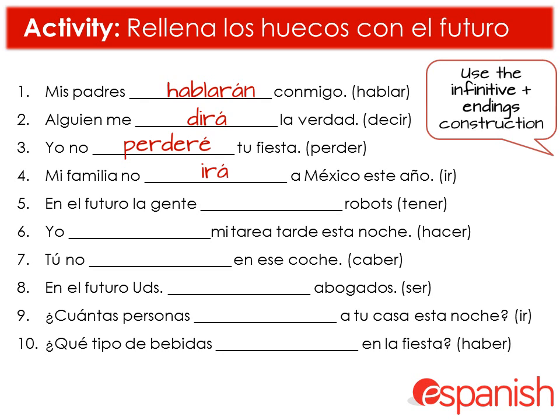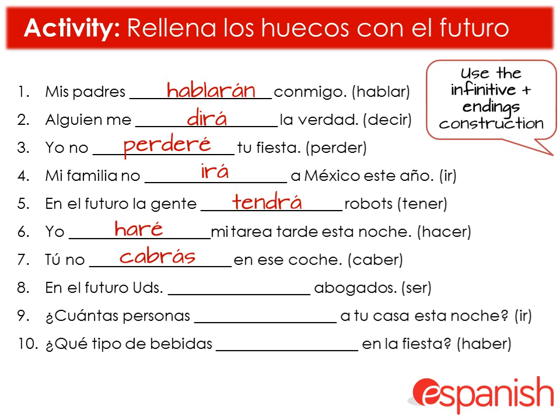The next one, mi familia no irá. So don't forget, even though your family's got more than one person in it, the noun is singular. So la familia. So it's not irán. Mi familia no irá a México este año. Number 5, en el futuro la gente tendrá. So will have robots. Yo haré mi tarea tarde esta noche. I'll do my homework late tonight. Tú no cabrás en ese coche. You won't fit in that car.